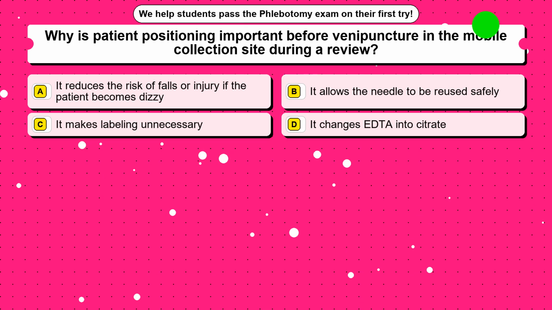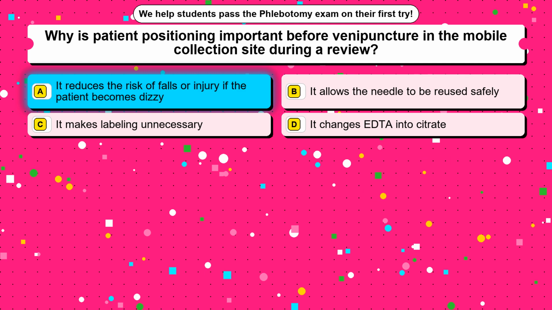Question 96. Why is patient positioning important before venipuncture in the mobile collection site during a review? Option A. It reduces the risk of falls or injury if the patient becomes dizzy. Option B. It allows the needle to be reused safely. Option C. It makes labeling unnecessary. Option D. It changes EDTA into citrate.